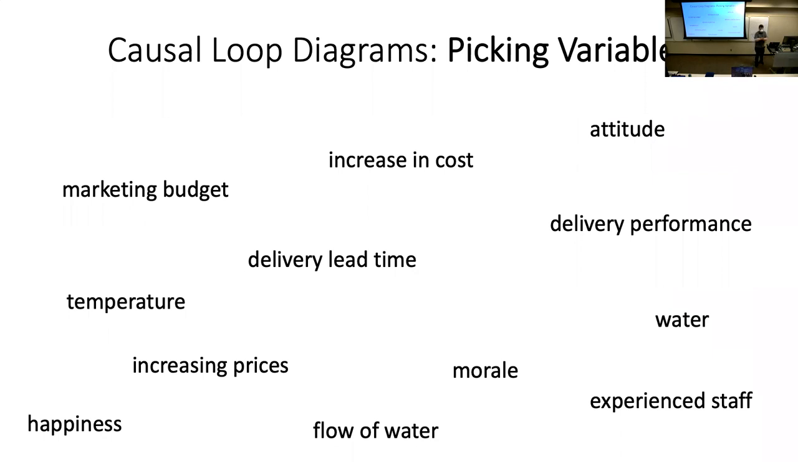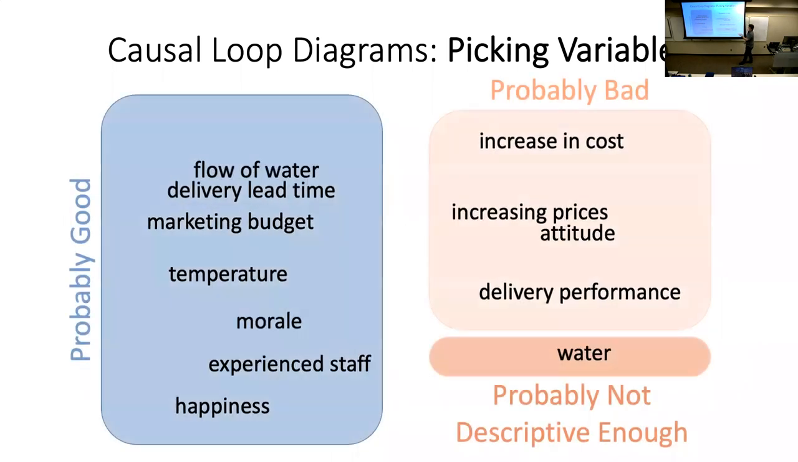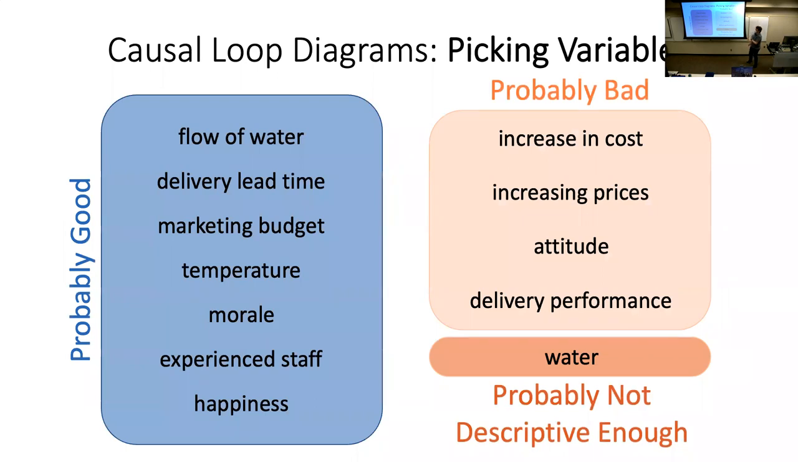Okay. Well, here's the way I grouped them. Like I said, we can debate some of these things, but I think we came down the same sort of ways that I figured. These I think are probably good. These are descriptive enough. They're not violating our rules. These ones up here, we've talked about all the reasons why they're probably bad.